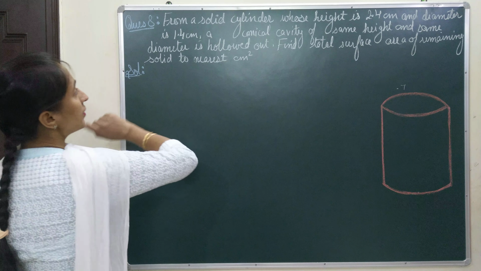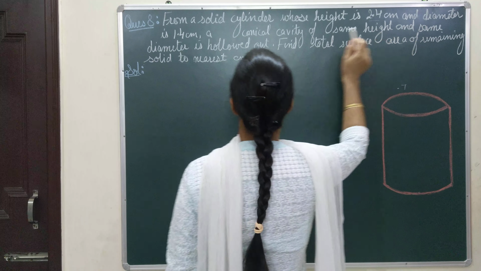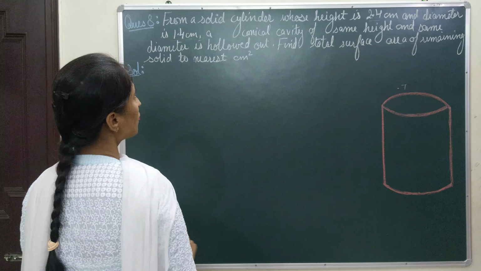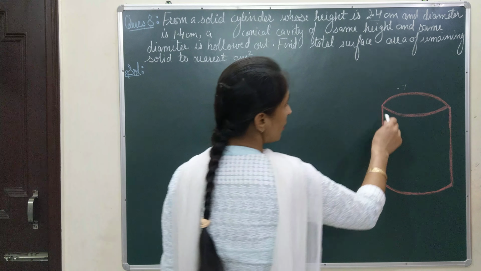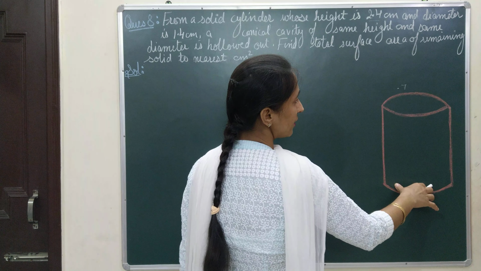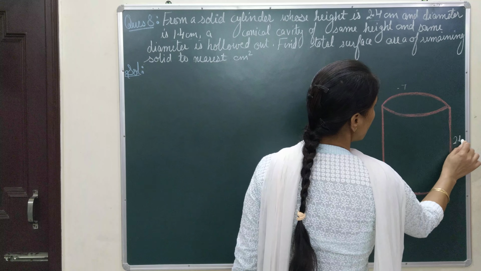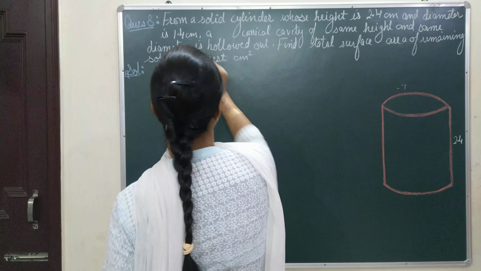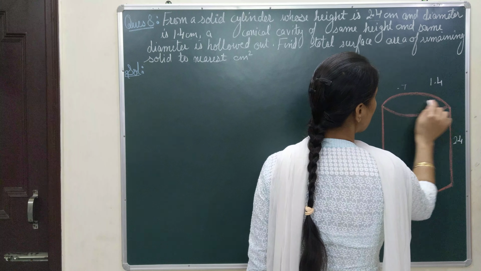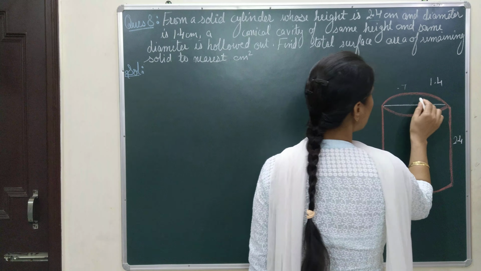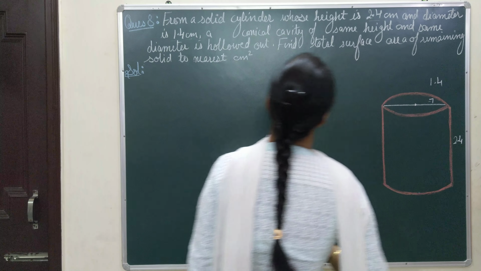Question number 8. From a solid cylinder whose height is 2.4 centimeters and diameter is 1.4 centimeters. Now they have given you a solid cylinder. That means this cylinder is filled from inside. You are given that its height is 2.4 centimeters and diameter is 1.4. If diameter is 1.4, how much will be the radius? It will be 0.7. This will be your radius.